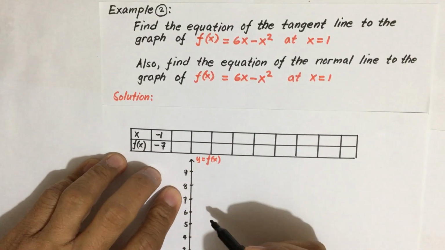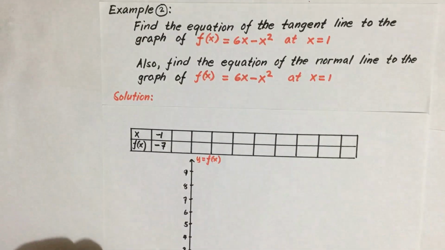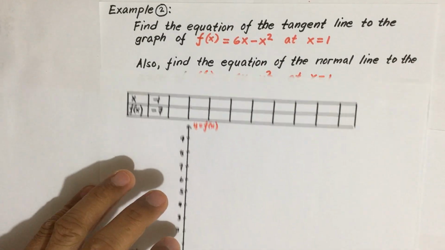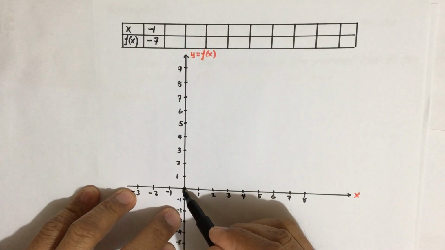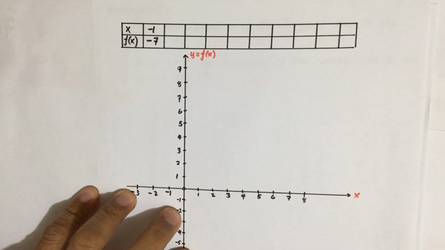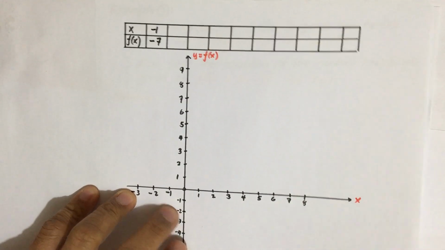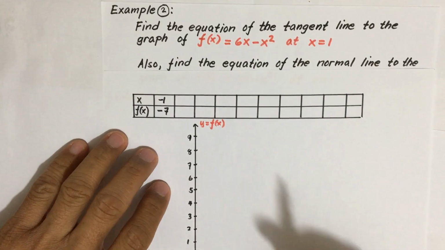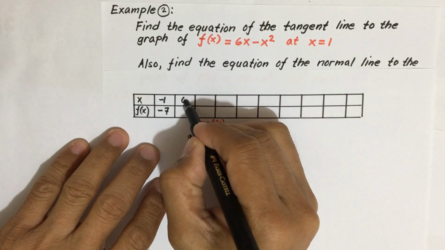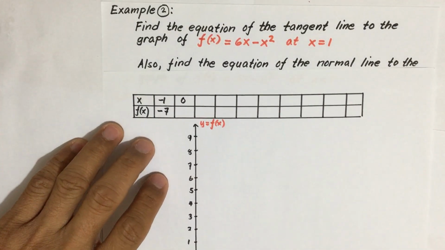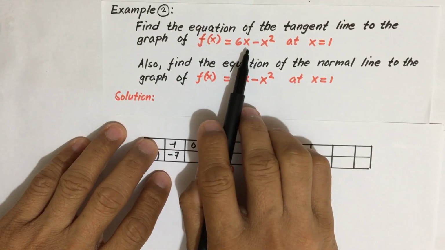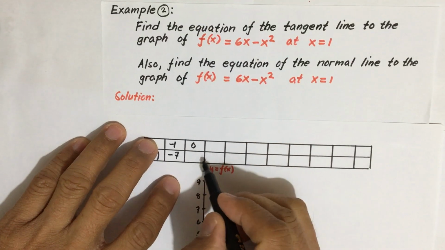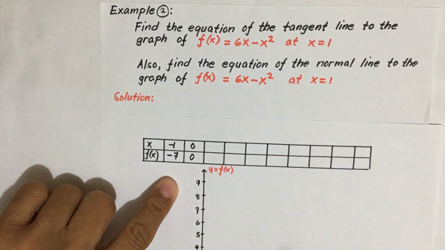Alright, if x equal to 0, so at this point here, so at x equal to 0, what will be our y? So again, referring to that equation of the function, when x equal to 0, this will be 6 times 0 equal to 0 minus 0 squared, so that is also equal to 0.